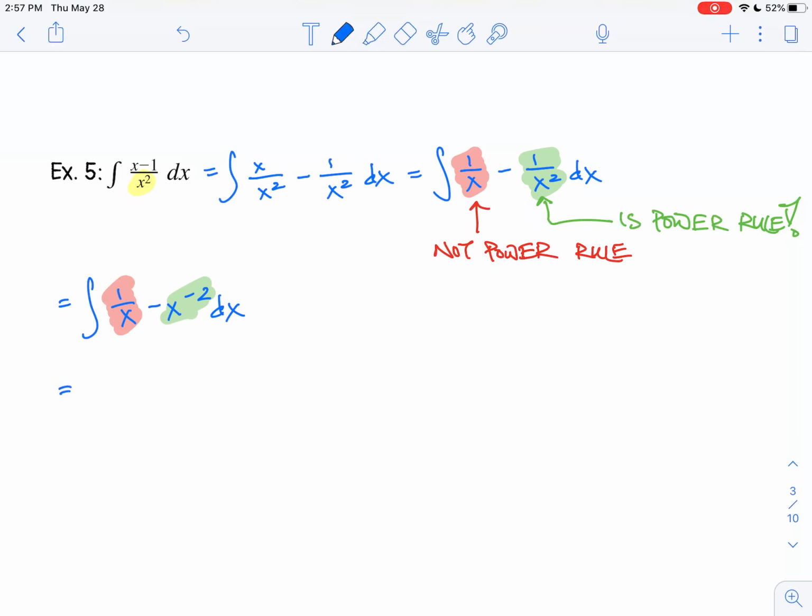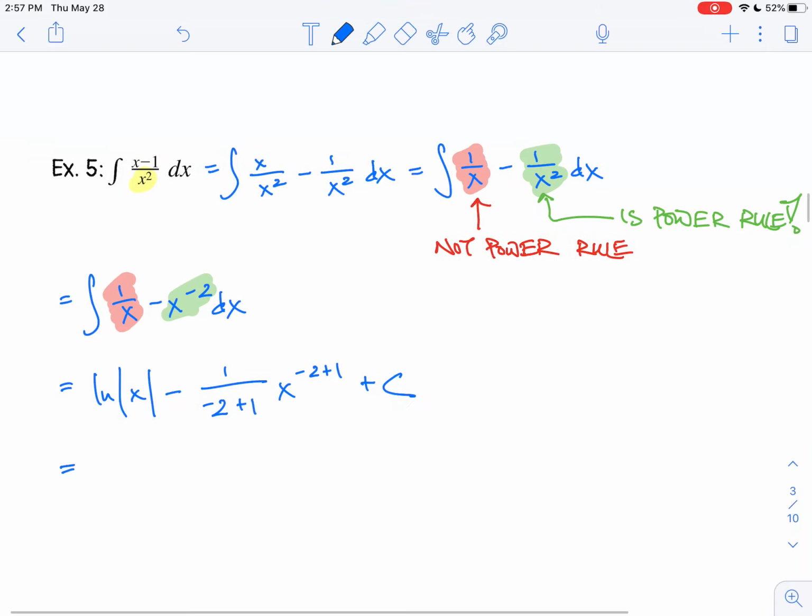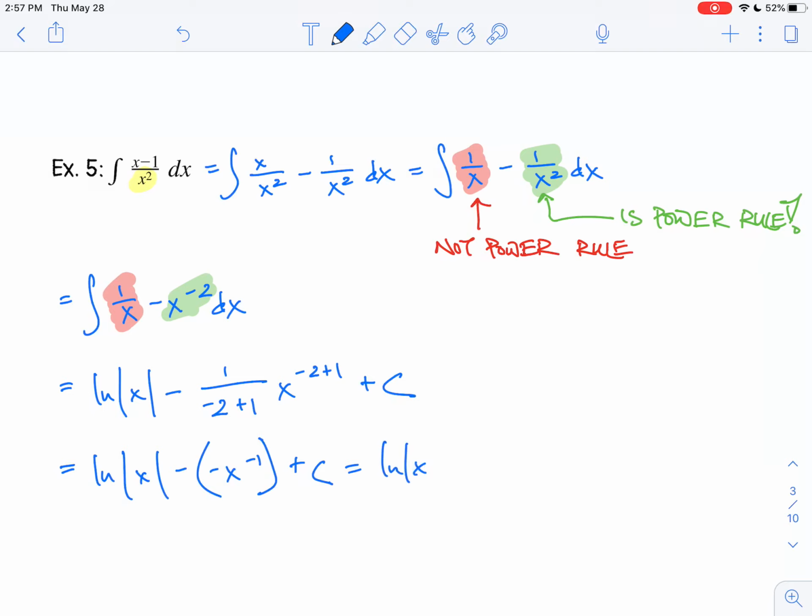So that's going to give us natural log of the absolute value of x minus, let's use the power rule, 1 over negative 2 plus 1, x to the negative 2 plus 1. Don't forget the plus c. All right, let's clean this up. Natural log of absolute value of x minus negative x to the negative 1 plus c equals natural log of x plus 1 over x plus c.